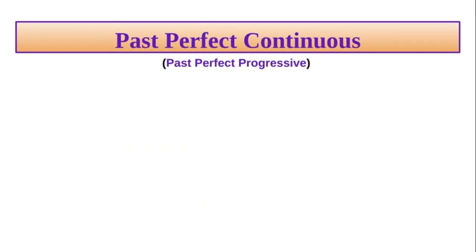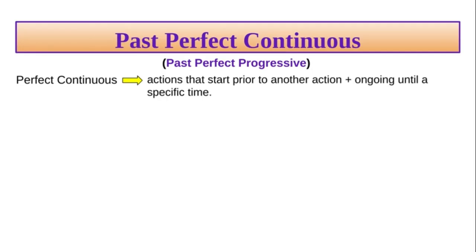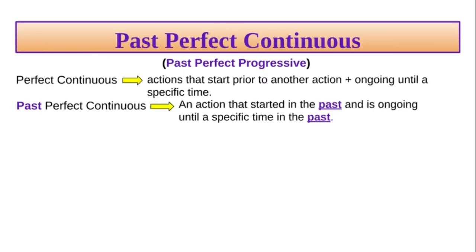The past perfect continuous, also called past perfect progressive. The perfect continuous aspect are actions that start prior to another action and continue until a specific time. The past perfect continuous is an action that started in the past. It is ongoing until a specific time in the past. Keyword past, okay? An action that started in the past and is ongoing until a specific time in the past.